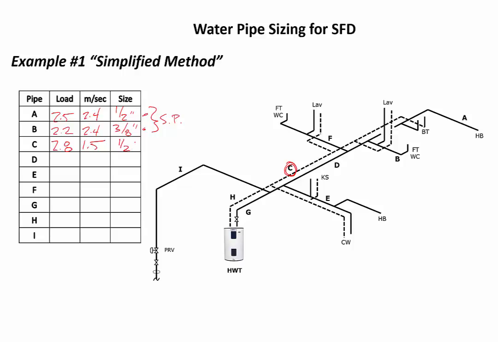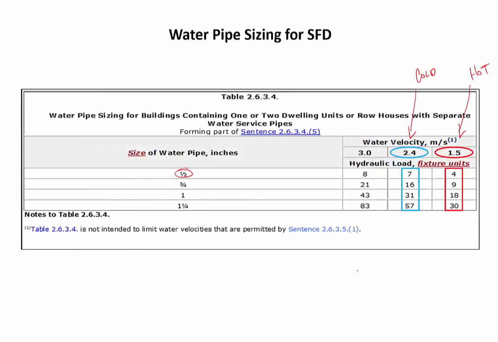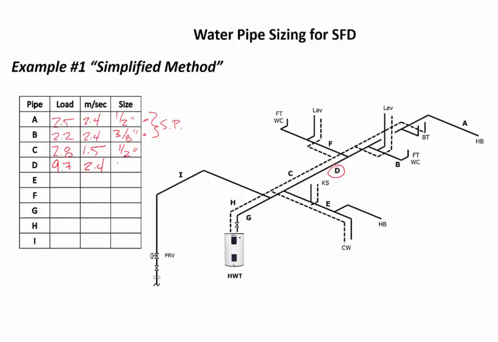Okay, so there's C. D is cold. D is supplying everything downstream of that point: 2 flush tank water closets, 2 laves, 1 bathtub, and 1 hose bib. So for D, I get a total of 9.7. Add them all up. Velocity, 2.4 meters per second. Back at table 2634, now we're under the 2.4 meter column. We've exceeded 7 fixed units, but we have not exceeded 16, so we could use 3/4 for that size. So for pipe D, 3/4.